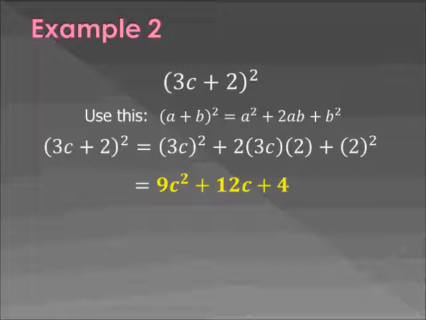Now this is a shortcut to using FOIL. You're basically using FOIL but cutting out the outer and the inner parts because you're going to get the same value when you do the O and the I. So whenever you have a perfect square binomial, you can use this method by using the special product and substituting for a and b.